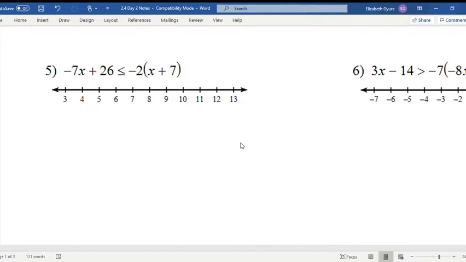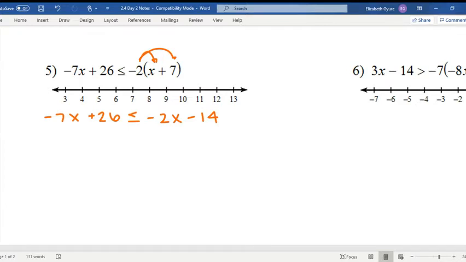So what I'm going to do is the left-hand side here, it's fine. I'm just going to drop it down. That is negative 7x plus 26 is less than or equal to. Now over here, I need to distribute my negative 2. What's negative 2 times x? Negative 2x. And what's negative 2 times 7? Negative 14. Very good.